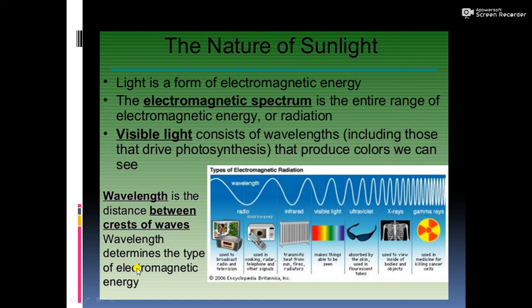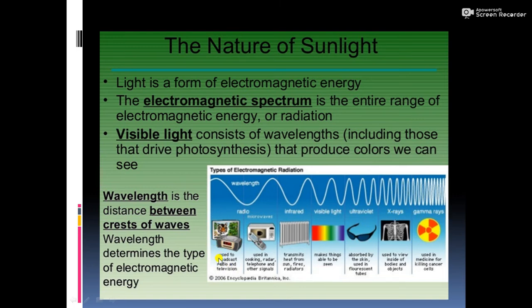So, here we can see wavelength. Wavelength is the distance between crests or waves. Wavelength determines the type of electromagnetic energy. Here we can see the long wavelength and the short wavelength. Here, radio wavelength, microwave, infrared, visible light, ultraviolet, X-rays and gamma rays.